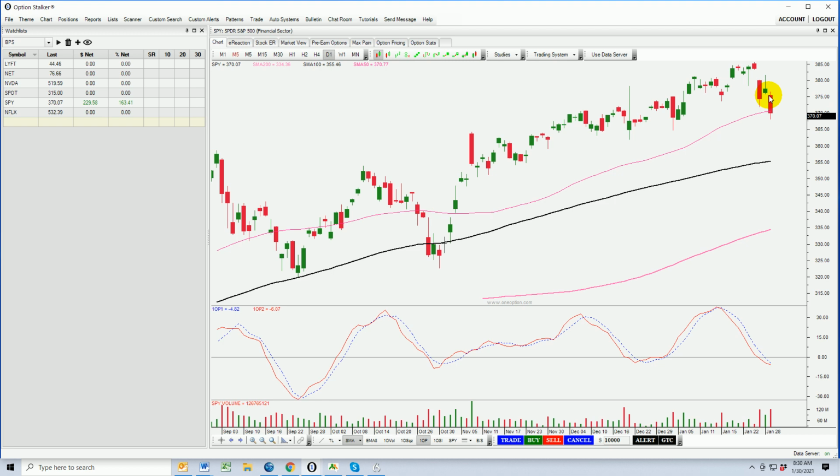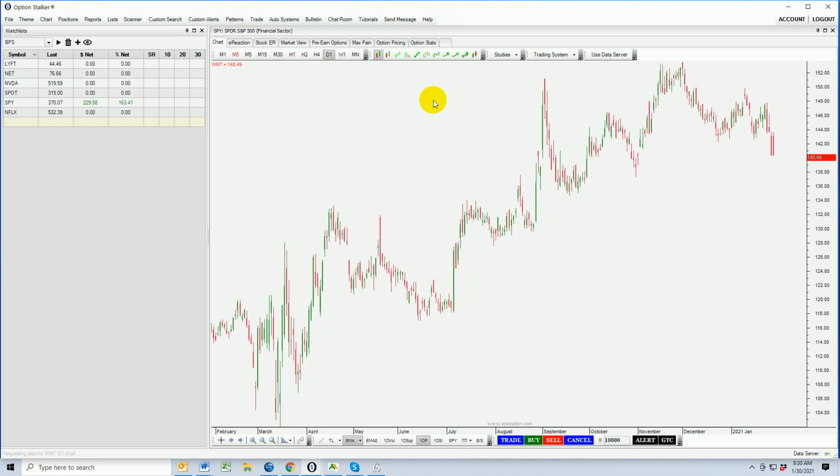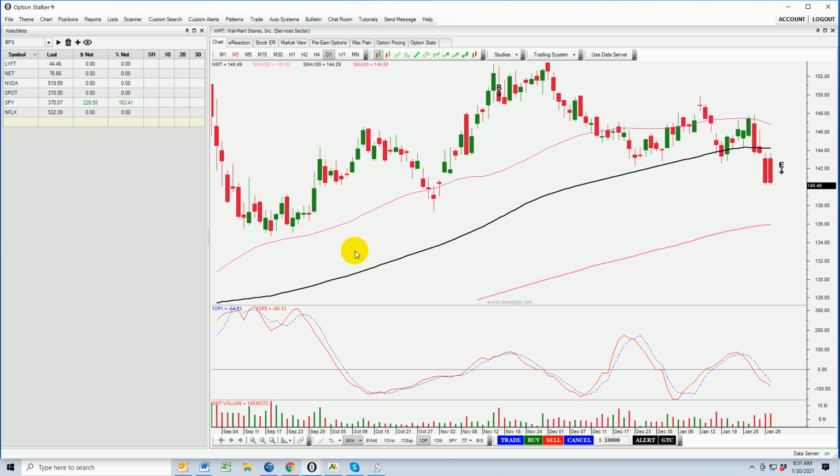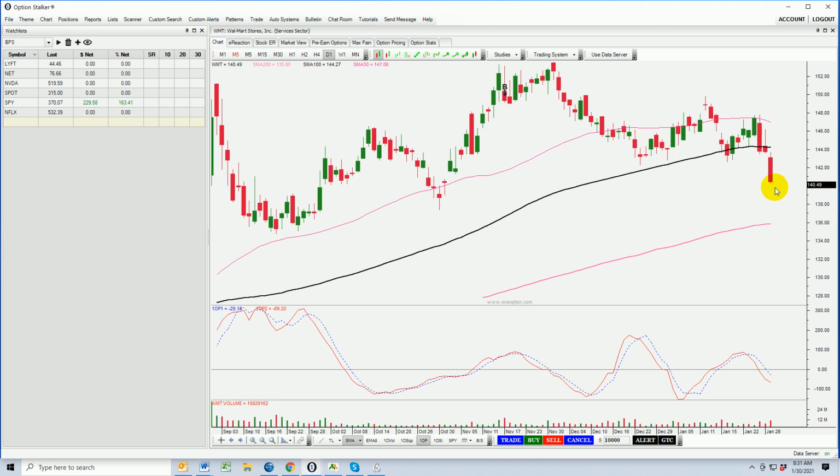I couldn't risk that these would be 100% losers, which incidentally, if I take a look at Walmart and we had left that spread on, that would have been a max loss for us because Walmart closed at 140.49, and that means that our 143 and 142 puts finished all the way in. 100% loser on that trade? Nope, not going to do that. But we did take a 12% loss on it. That's not bad. We can live to fight another day on that.